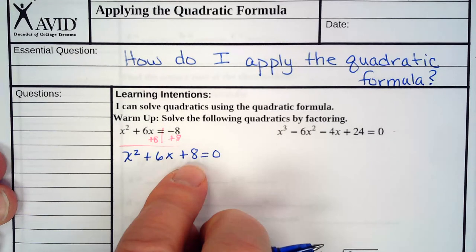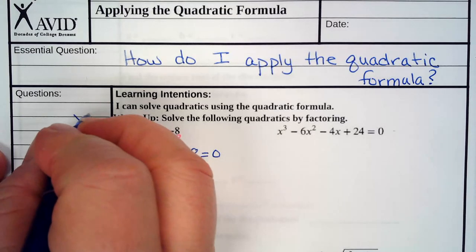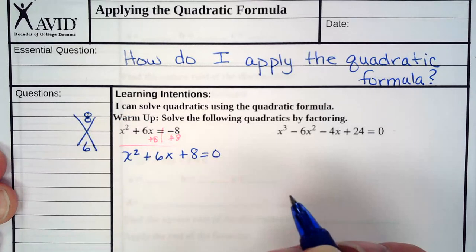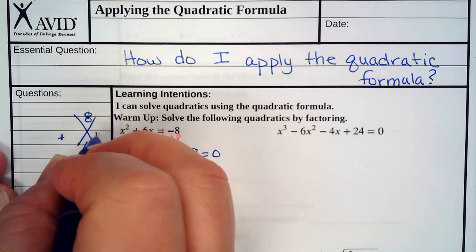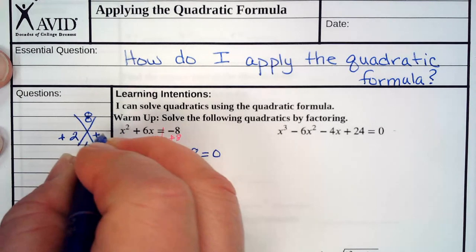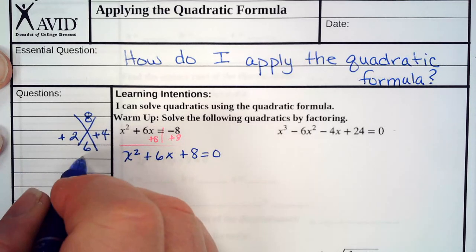So you're looking for factors of 8 that add up to 6. If I do the diamond method to keep myself organized, when I multiply them, I get 8. When I add them, I get 6. Everything has to be positive. 1 times 8 is 8. 1 plus 8 is not 6. 2 times 4 is 8. 2 plus 4 is 6.